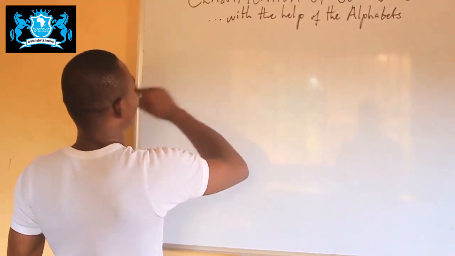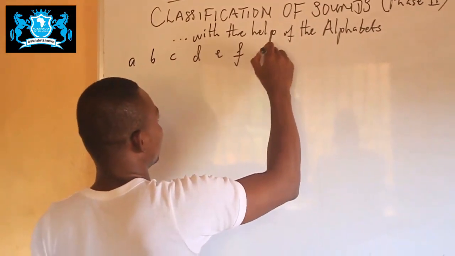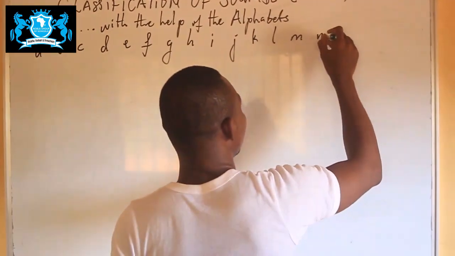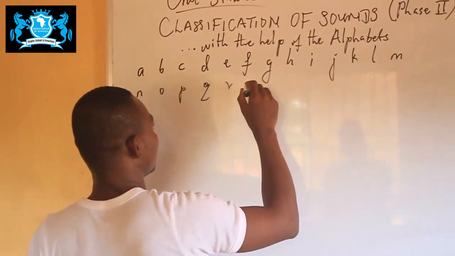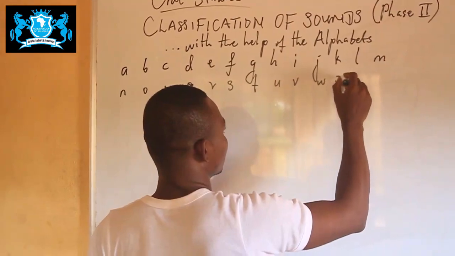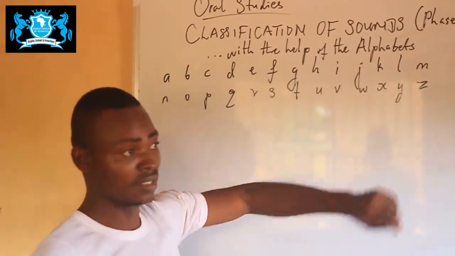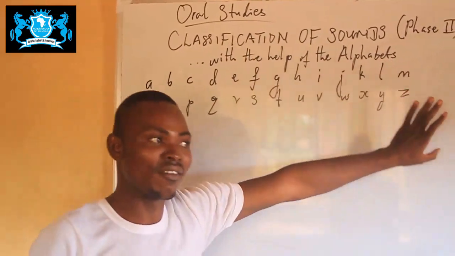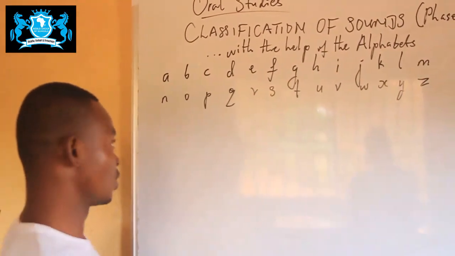As we can see now, we write the alphabets A, B, C, D, E, F, G, H, I, J, K, L, M, N, O, P, Q, R, S, T, U, V, W, X, Y, and Z. These are the 26 English alphabets, and right here we shall look into the classifications of these alphabets from which we have our derivation of the speech sounds in their own classifications.